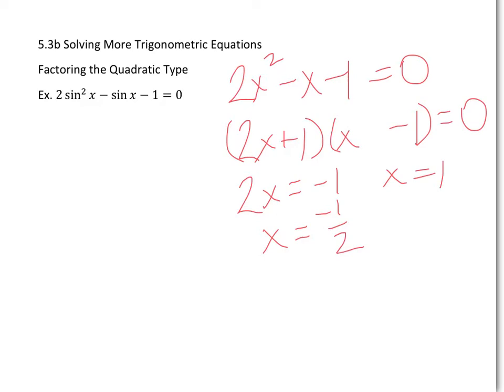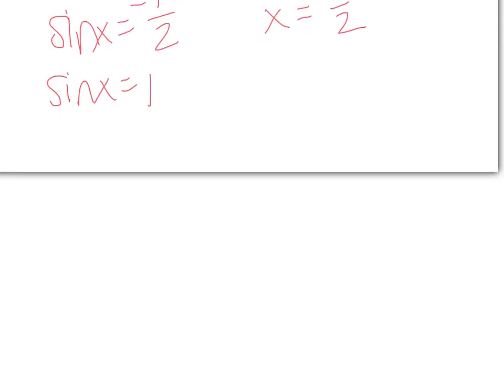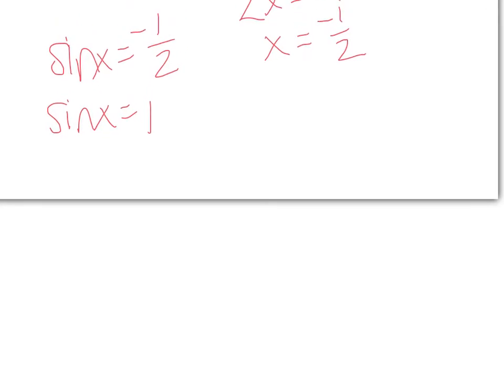Okay, but we know we're not dealing with x. We're dealing with sine x. So we've got two to solve. We've got sine x equals negative 1/2 and sine x equals 1. So we find answers for both of these on the unit circle.